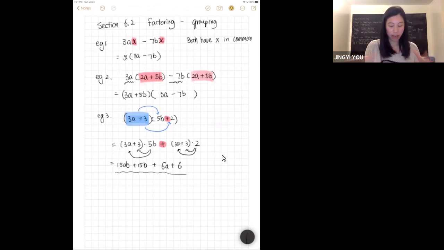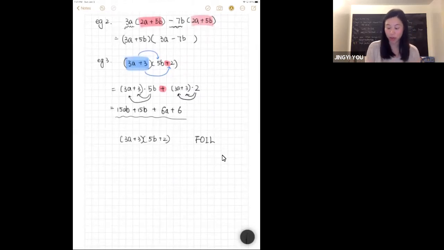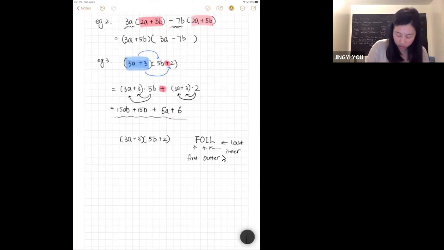There is also a term for a way to do it. It's called FOIL. What does FOIL stand for? This is not the only method, but it's an easier, faster way. F stands for first, O stands for outer, I stands for inner, L stands for last. So what does that mean?